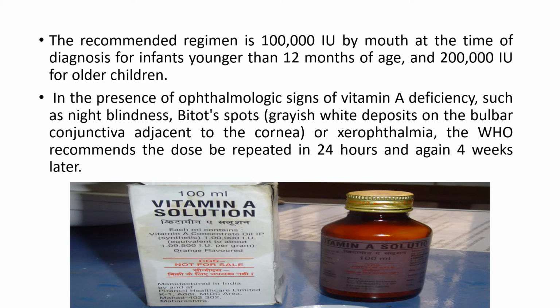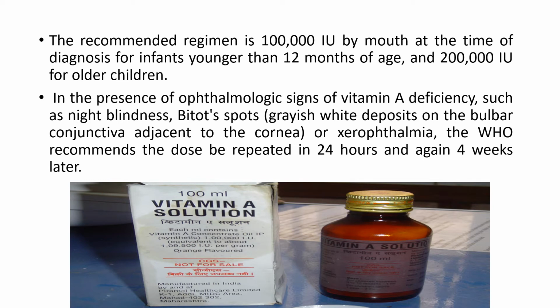And the recommended regime is 1 lakh international unit by mouth at the time of diagnosis if the child is less than 12 months of age, and 2 lakh international units if the child is more than that. And continuing with the dosage of 2 lakh international units at intervals of 6 months till the child attains the age of 5 years.